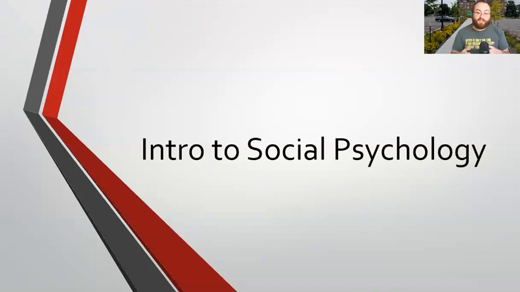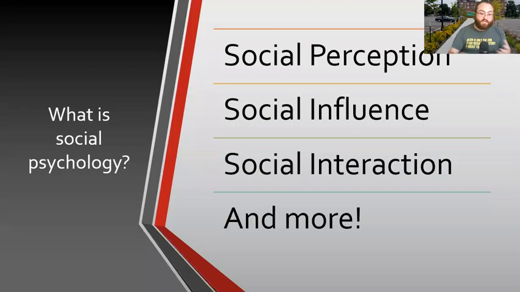So let's get into it. What exactly is social psychology? Well, it's the branch of the study of behavior that looks at how your behavior, cognitions, and emotions are changed by your social environment. Your environment is a word I'm going to use a lot. It means the stuff around you that your body can perceive.